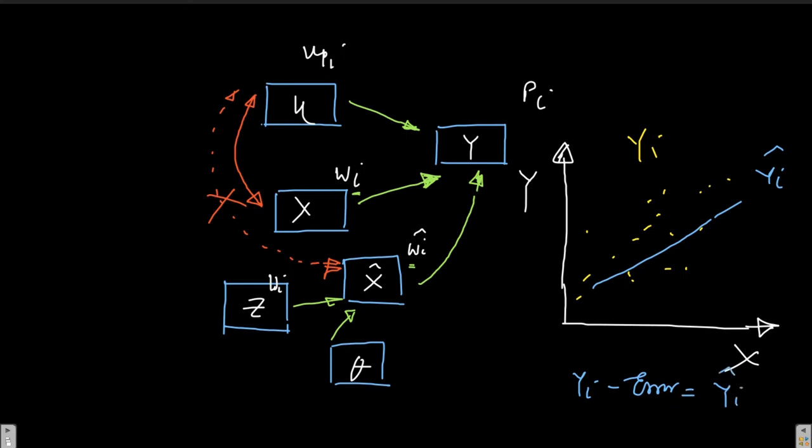So when I remove the error, when I get my wi hat, which is an estimate of wi, I can claim that it is no longer related with UPI. So basically that is how we can claim that it is free of the error term. And then when I run the regression using x hat, we basically solve the endogeneity problem. So that's the intuitive understanding behind how we can use the estimated endogenous variable.